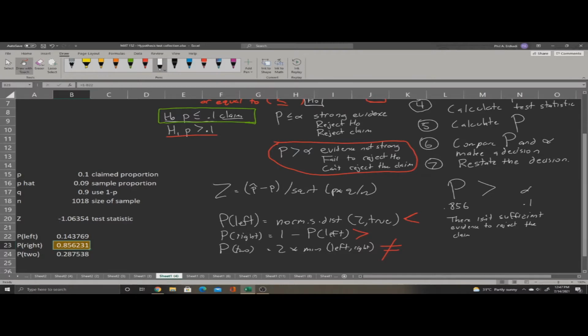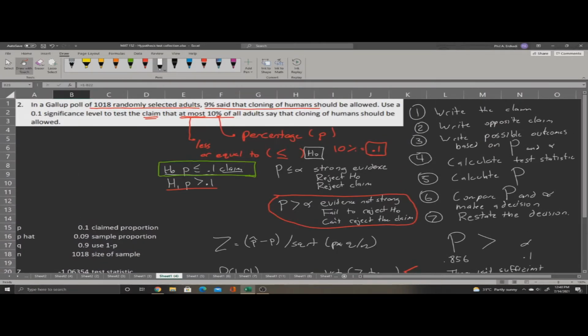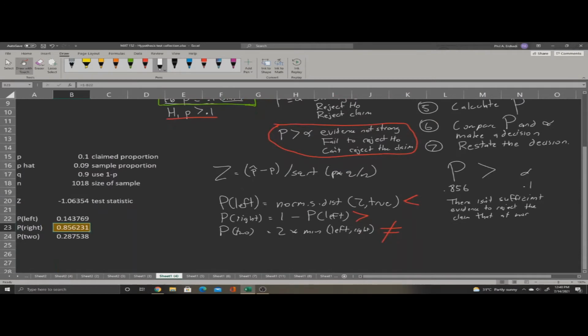Now let's reread the wording in the question and restate it. The claim was that at most 10% of all adults say that cloning of humans should be allowed. We might also want to mention that we have failed to reject the null hypothesis at a significance level of 0.1. And so we have our result.